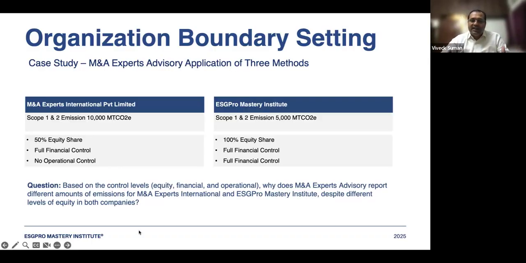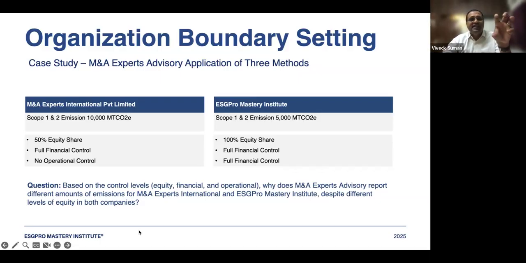M&A Experts, which is an international setup, a private limited company, has emissions happening through scope 1 and scope 2. So in all the offices there is electricity supply, plus fire hydrants, air conditioners, laptops, which are consuming energy and emitting carbon dioxide. M&A Experts Advisory has one international company, which is M&A Experts International, and the second is ESGPro Master Institute.